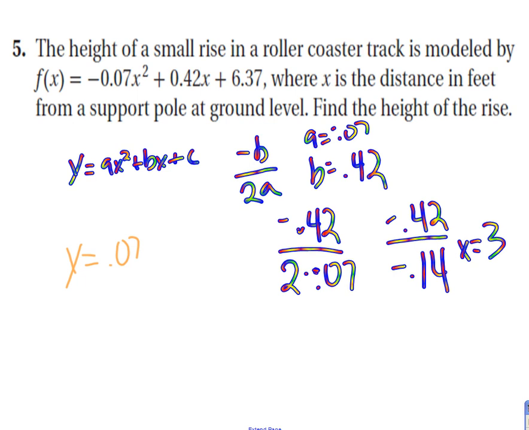Negative 0.07 times 3 squared plus 0.42 times 3 plus 6.3.